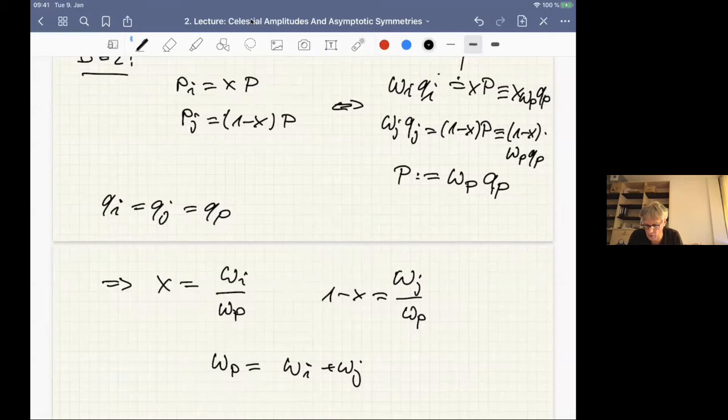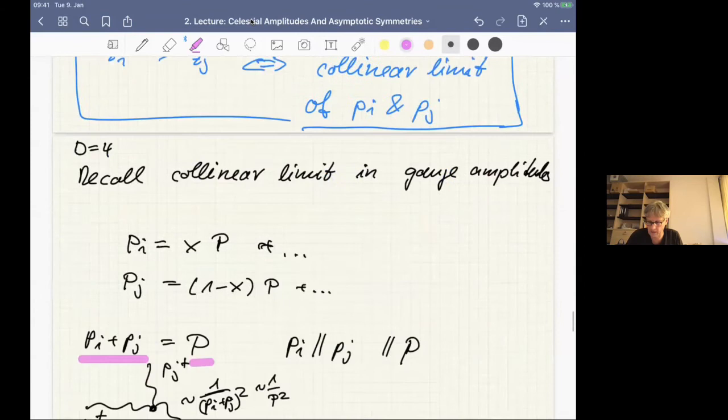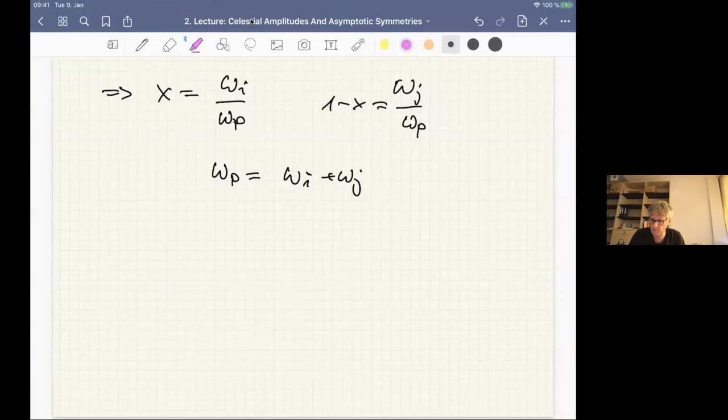And note that this collinear limit in four dimensions, where we have started, corresponds to the limit zi goes to zj on the celestial sphere. So that means now we can write down what happens on the celestial sphere. So this is the amplitude in celestial coordinates.